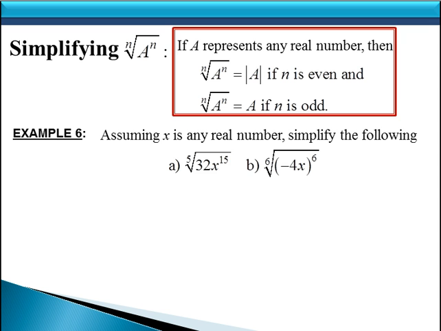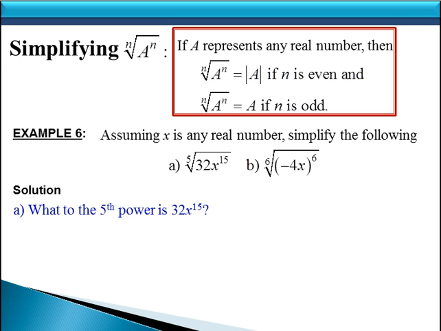So let's look at a couple examples. So again, we're assuming x is any real number, and we want to simplify these expressions using our general rules up here. So for a, notice that the index is 5, which is odd. So we just have to figure out what our a is, and that will be our answer. So what would we have to raise to the 5th power to get 32x to the 15th? Well, 2 to the 5th power is 32.